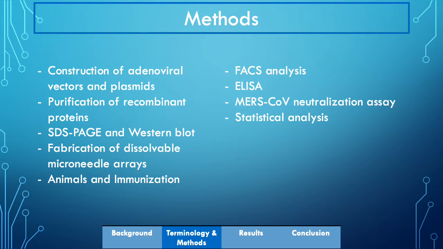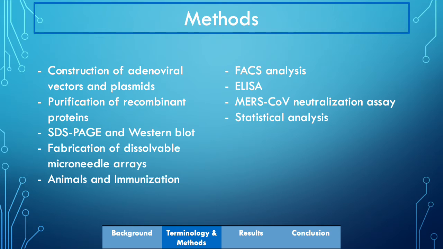So some methods here, construction of the adenoviral vectors and plasmids. Basically, they attached a His-6 tag onto the virus, and they constructed it their own way. I will show in the next slide the actual constructions because I can't really explain how they did it.